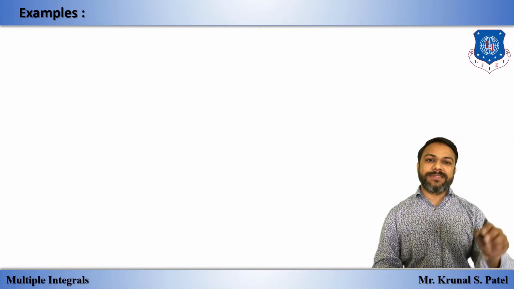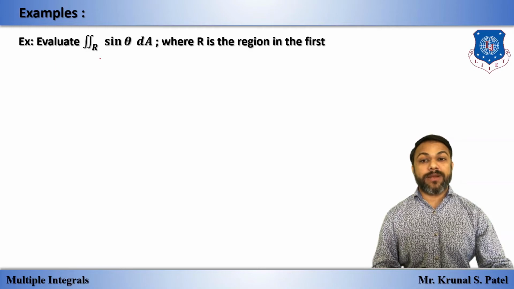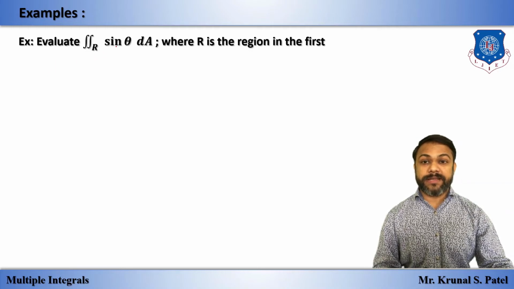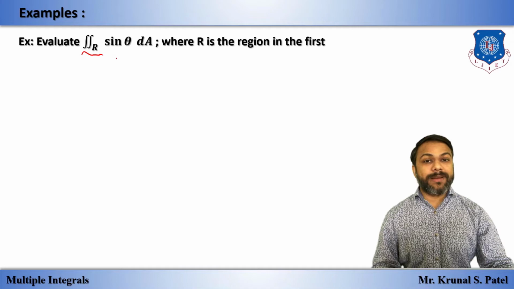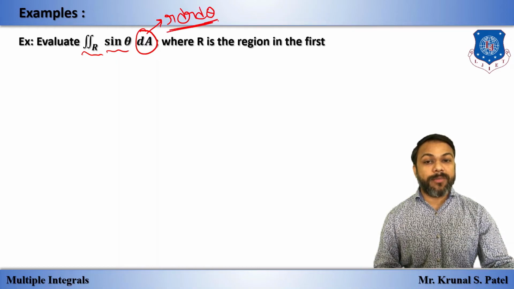If only a single curve is given, then the origin is directed to that curve. Now we have one more example. Pay attention here. This double integration over r sin theta dA. Here in polar form, dA means r dr d theta. That you have to keep in your mind.